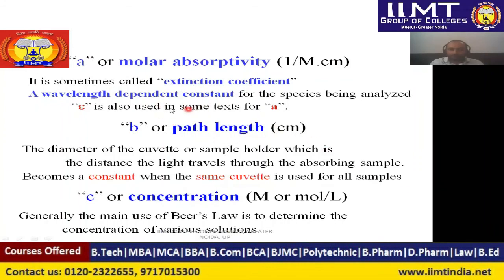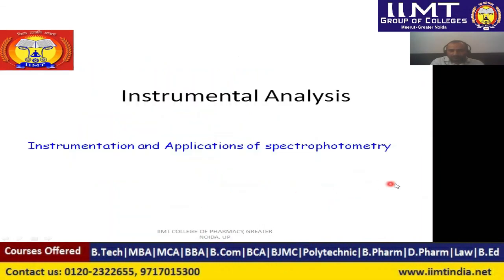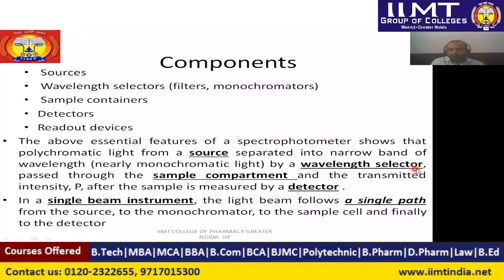Now, molar absorptivity, also known as the extinction coefficient. The path length is the diameter of the cuvette or the sample holder. And c is the concentration. Now, this is the instrumental analysis. These are the instrumentation and applications of spectrophotometry.